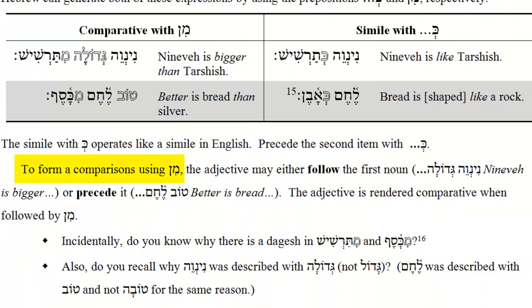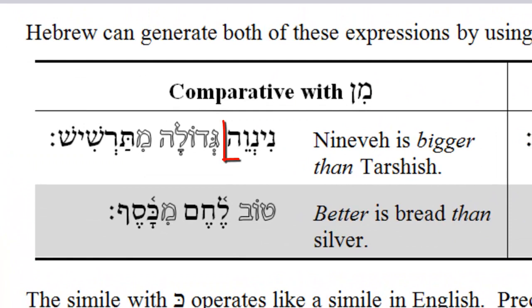When developing a comparative using min, the adjective can come in one of two places. Either it will follow the first noun, as it follows Nineveh. Nineveh is followed by the adjective gedolah. Or the adjective may precede the first noun, as in the second example, the adjective tov precedes the first noun lechem.